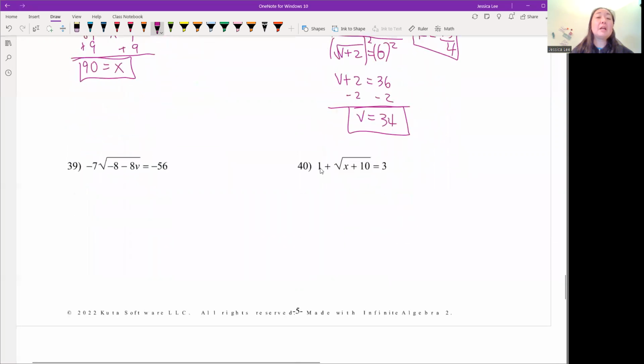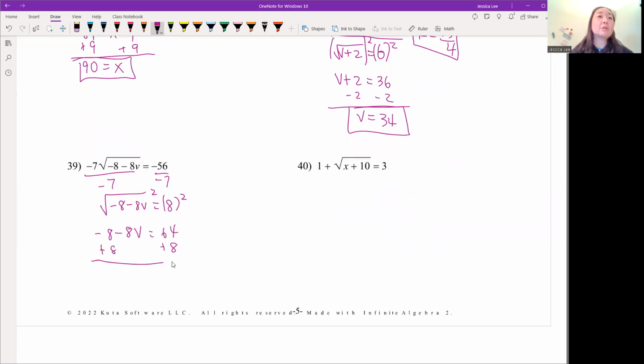That's definitely positive. Our last 2, yeah, please do not add 7 on both sides. A lot of people do that. That's multiplying. So the square root of negative 8 minus 8b is equal to positive 8. A lot of 8's going on here. We're going to square both sides. And negative 8 minus 8b is equal to 64 plus 8. And we're going to get negative 8v is equal to 72, which means v is equal to negative 9.